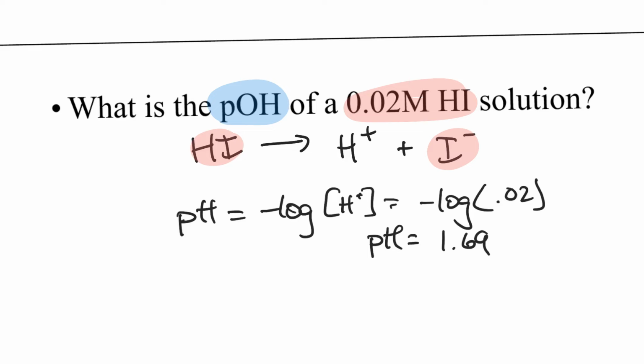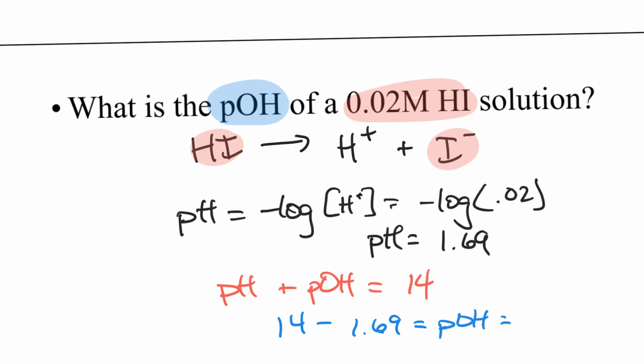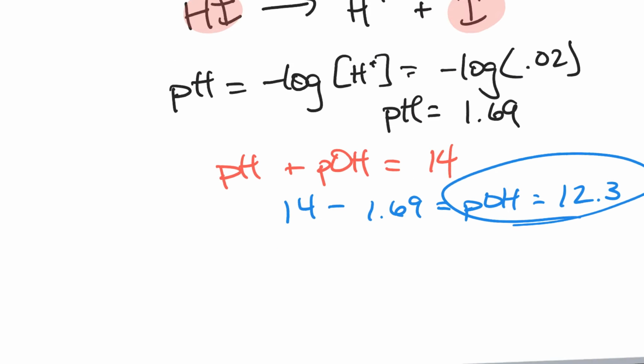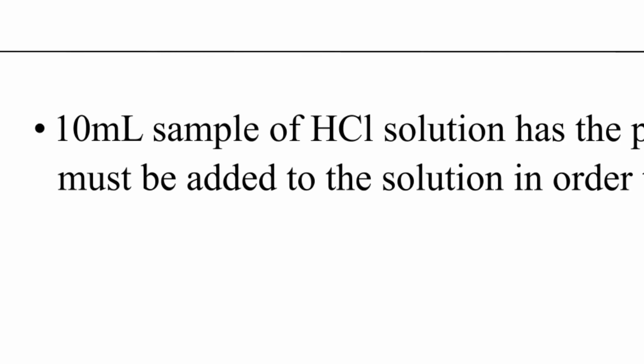All right. And so once again, we know that the pH plus pOH is equal to 14. So if that's the case, then we could say that 14 minus 1.69 will give us the pOH. All right, in which case, when we do that, we get somewhere around 12.3. All right, and so that's your answer for this case. All right, next example.